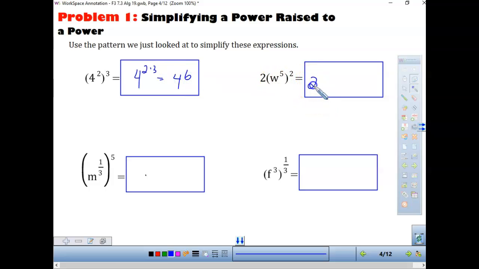Here we are going to take the 2. It is not raised to a power, so that really stays as 2 to the first. And we are going to take w to the 10th because we are multiplying the 5 and 2.